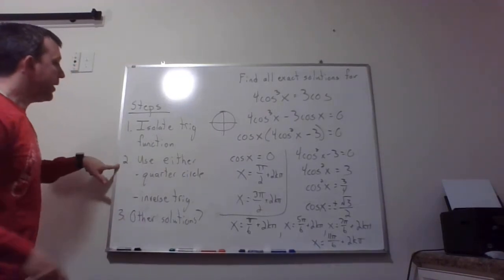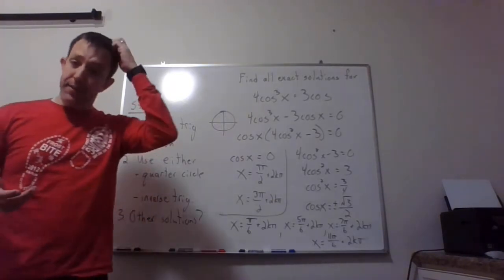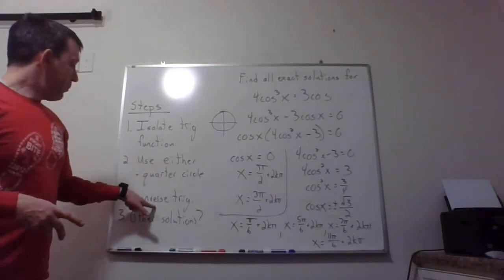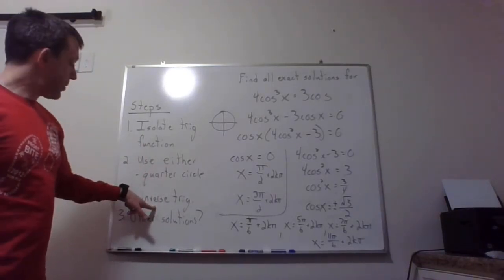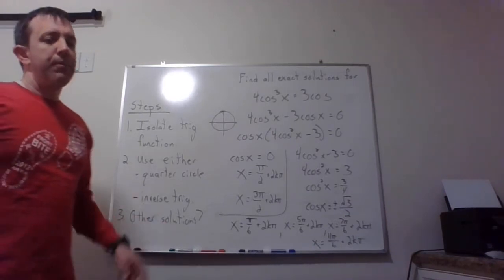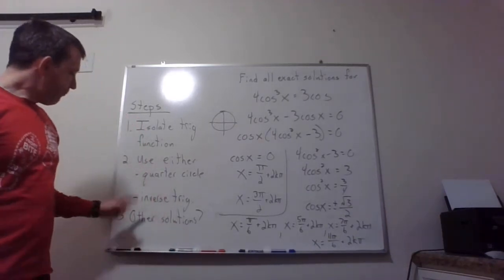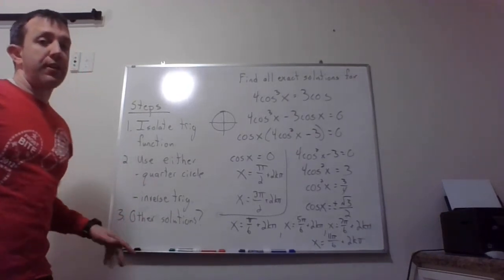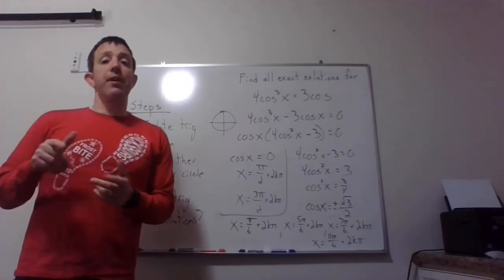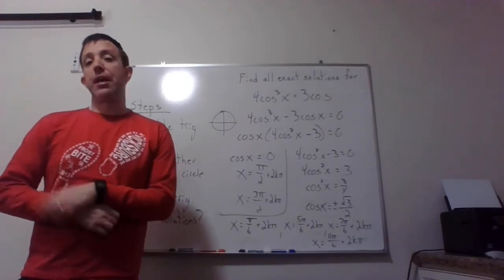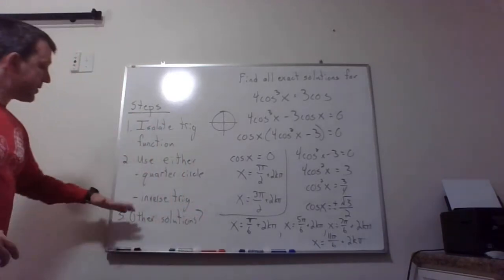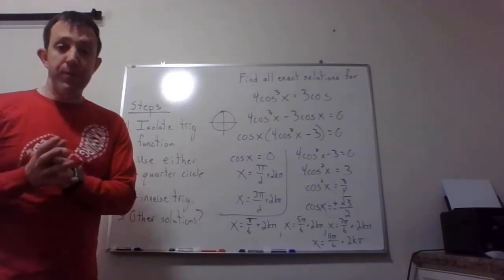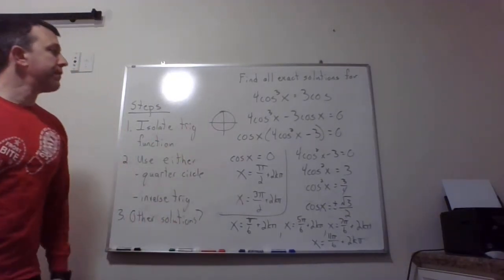Step 2 then is to either use our quarter circle from back in section 5.2 to come up with some exact answers, or we can use inverse trig. Some of you are going to be really happy with the inverse trig option, which, by the way, we'll talk about in a minute. And then, are there any other solutions? Because trig functions are going to have a lot of solutions. Even just going around that circle one time is going to provide us potentially with a lot of solutions. So those are our 3 basic steps. Keep those in mind. I suggest you write them down on a piece of paper for when I clear this board off and we do some more examples. But anyway, here's our first example.